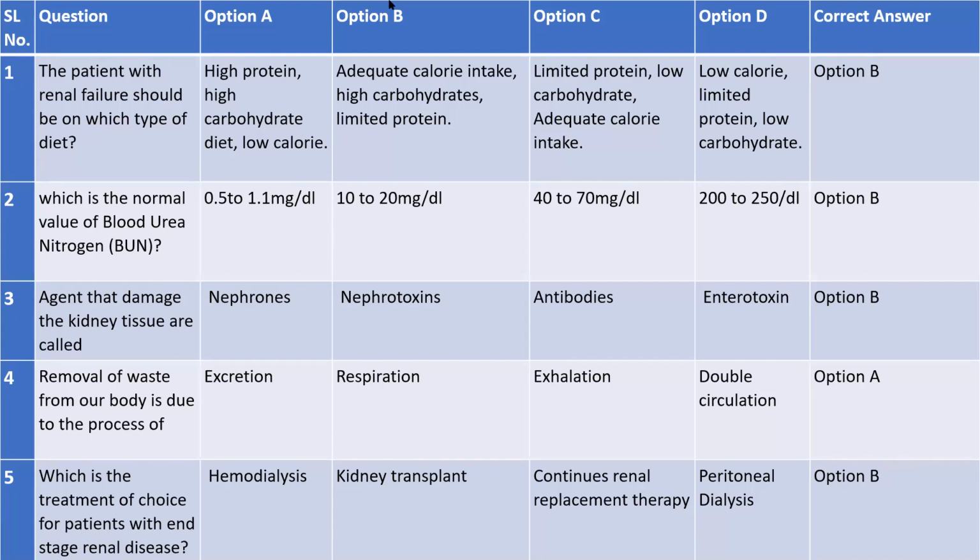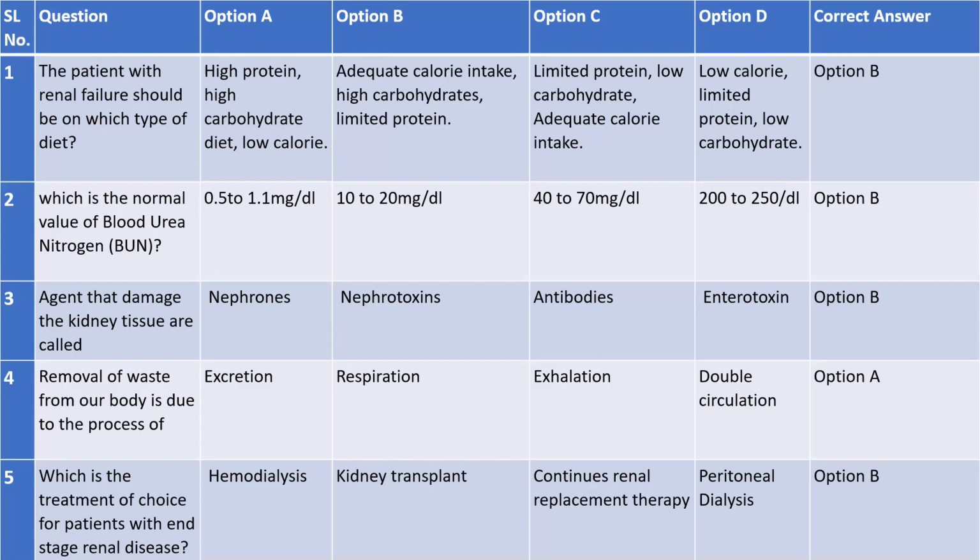So option number one is high protein, high carbohydrate diet and low calorie. Obviously, we never suggest a high protein diet to the patient. Instead, we need to tell the patient not to take protein, but to keep it limited, or in a lesser amount, isn't it? Yes or no? Or else we would need to suggest the patient to have a high amount of protein. So option A is wrong.